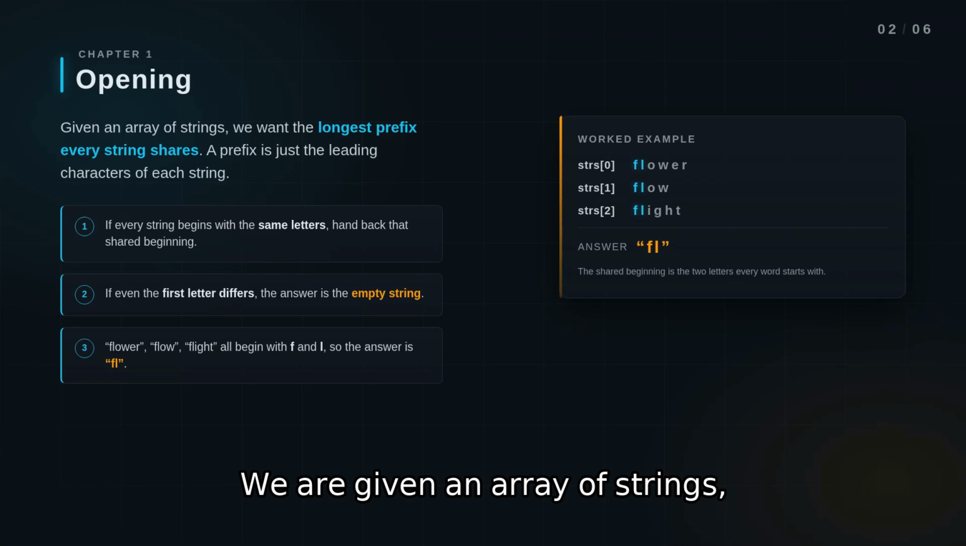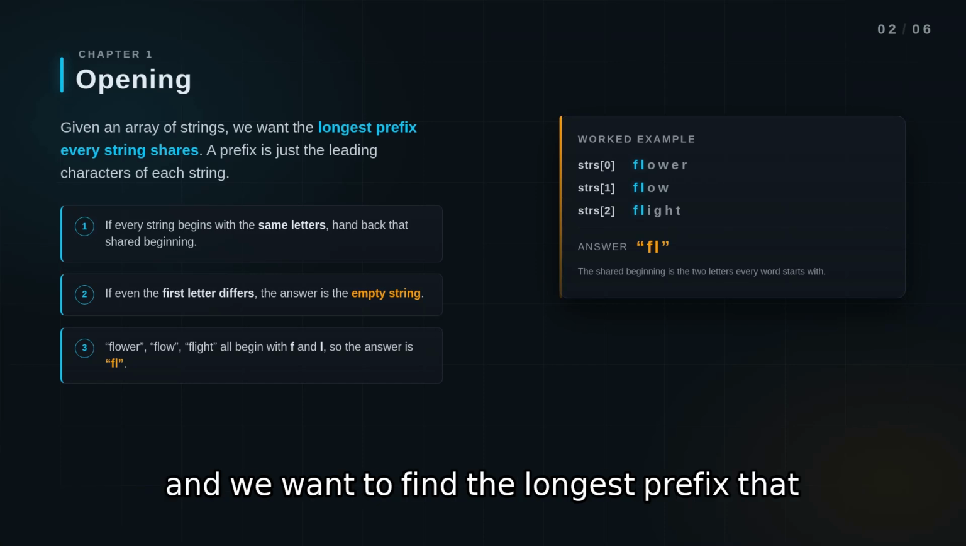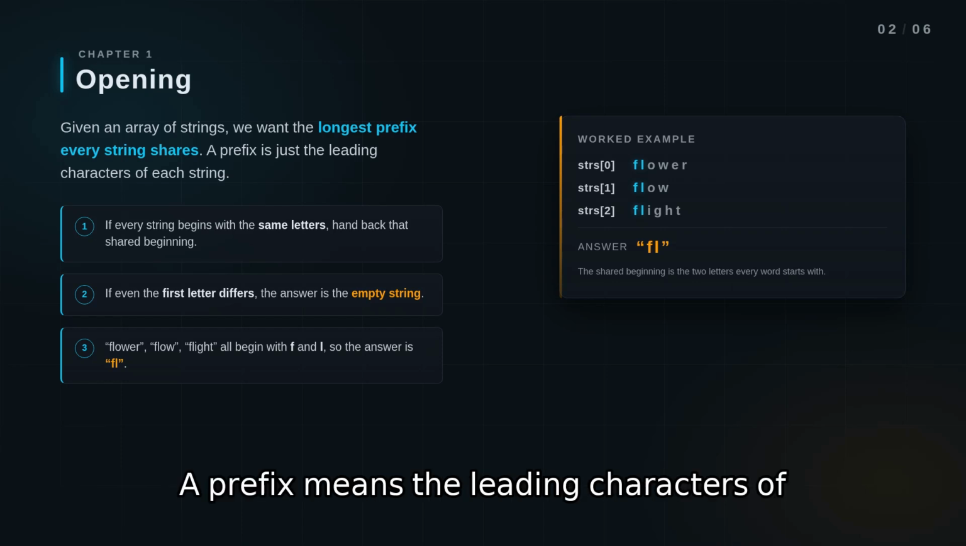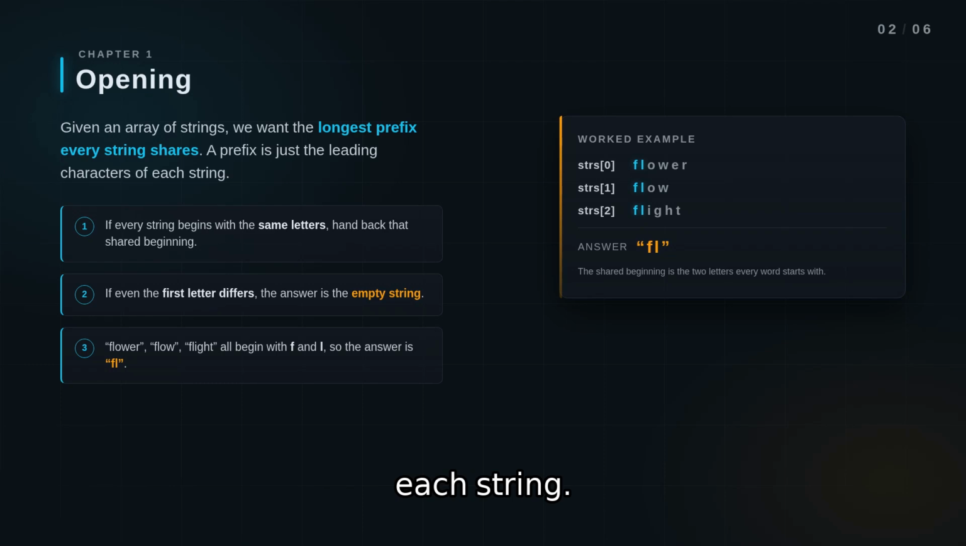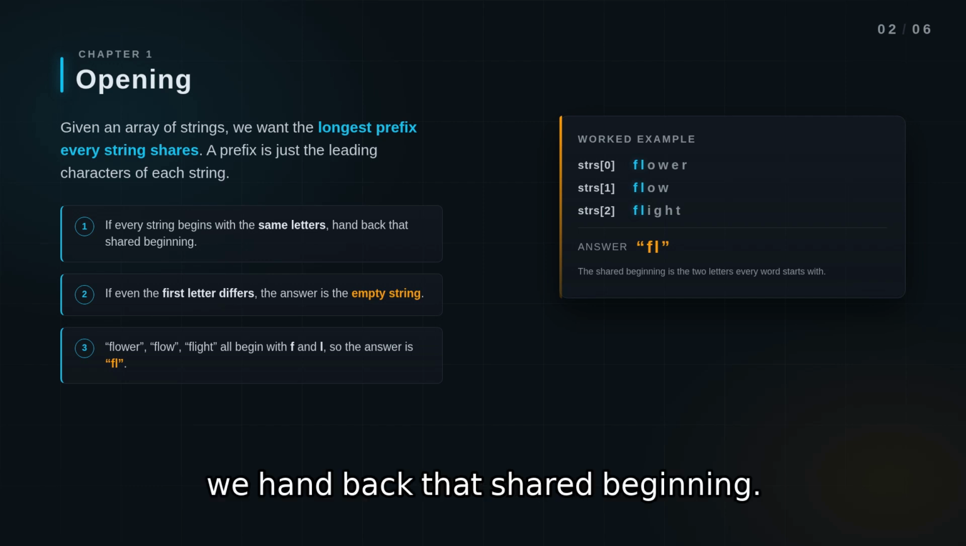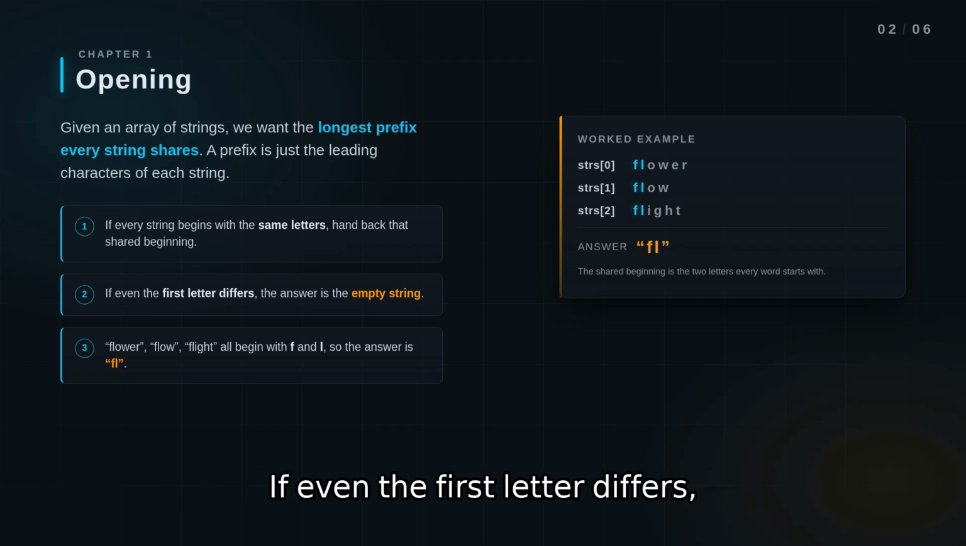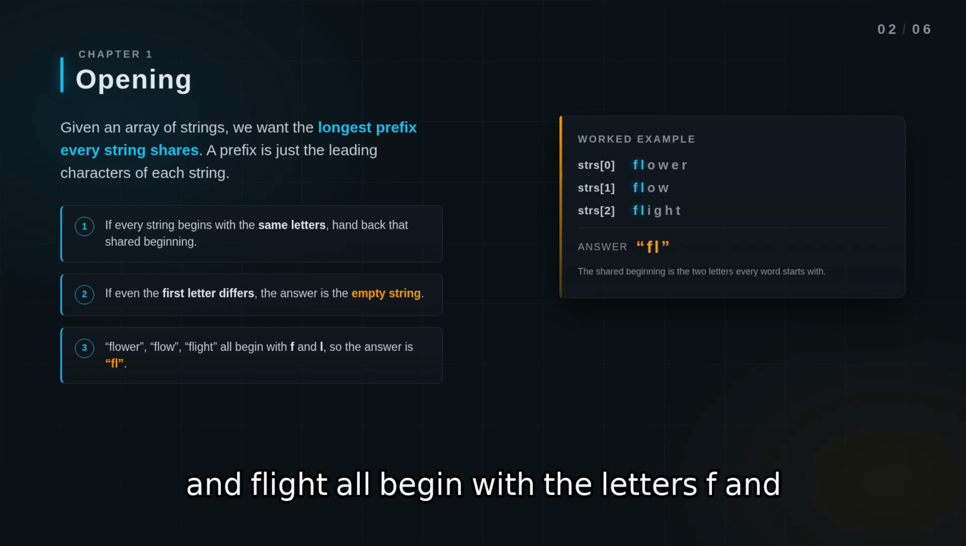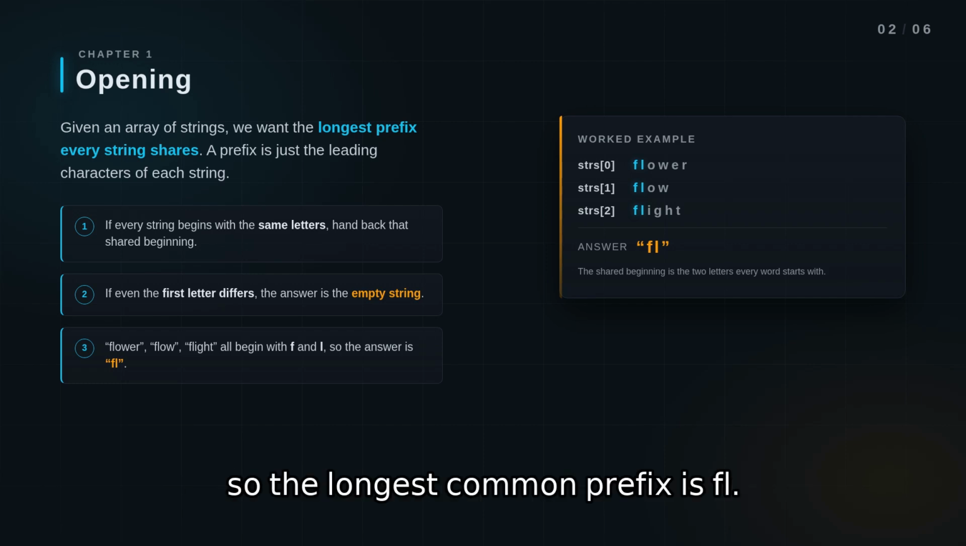Opening. We are given an array of strings, and we want to find the longest prefix that every string shares. A prefix means the leading characters of each string. If the strings all begin with the same letters, we hand back that shared beginning. If even the first letter differs, the answer is the empty string. As an example, the words flower, flow, and flight all begin with the letters F and L. So the longest common prefix is FL.